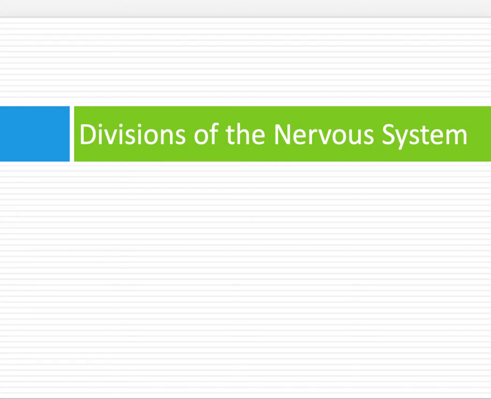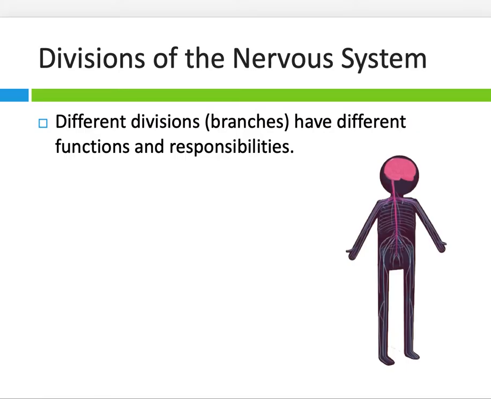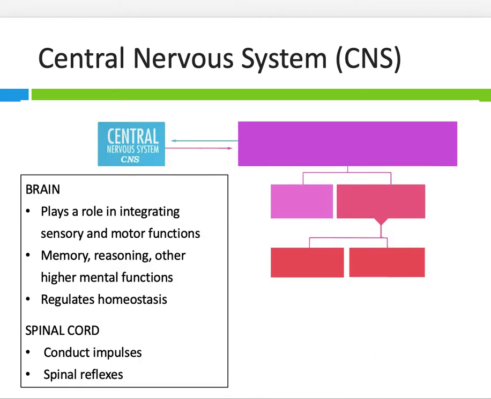Let's talk about the divisions of the nervous system. By divisions, we mean different branches or sections that have different functions and responsibilities to the overall function of the nervous system. So the nervous system, firstly, is divided into the central nervous system and the peripheral nervous system.